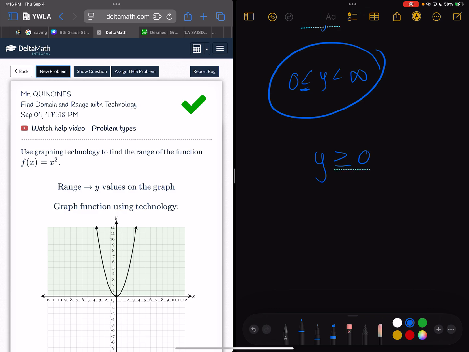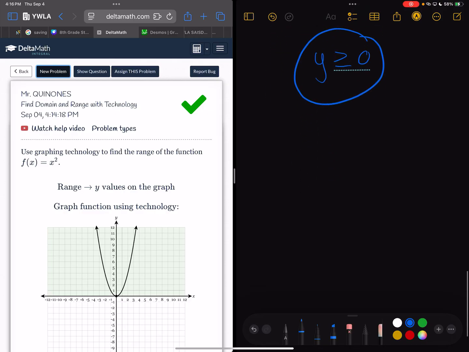Think about it. My y values that are greater than or equal to 0: 1, 2, 3, 4, 5, and I keep going all the way towards wherever, even all the way up to infinity, but this will still hold true. All my y values that are greater than or equal to 0. This is another way that I could say this.